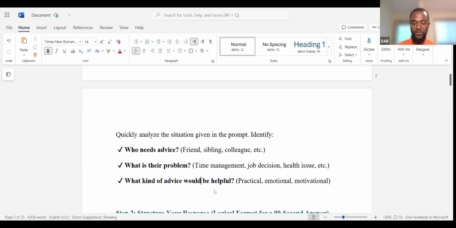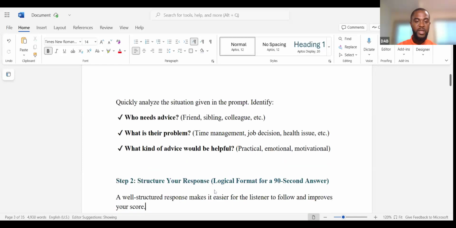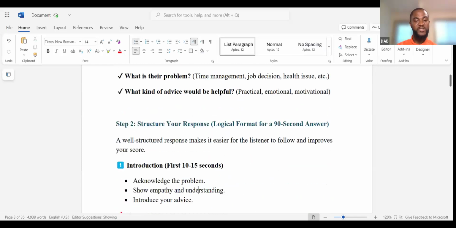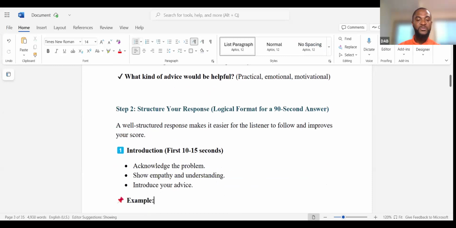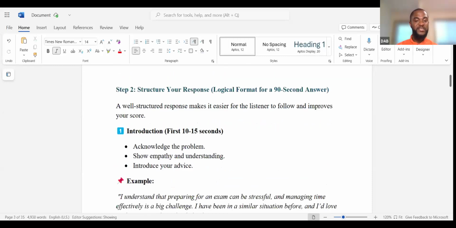Okay, let's move on. Step 2, you structure your response. This is when you start to talk. When you start to talk, the first 10 to 15 seconds should be introduction. The introduction should be an acknowledgement of the problem. You show empathy and understanding. Then you introduce your advice.